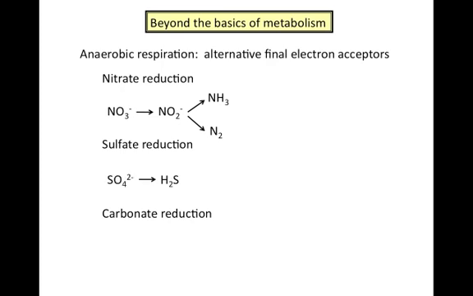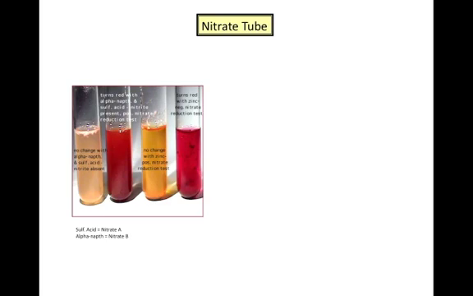Sulfate, SO4 2-, gets reduced to hydrogen sulfide gas, H2S. SIM tubes test for the ability of organisms to use the sulfate as a final electron acceptor. Carbonate, CO3 2-, gets reduced to methane, CH4. Nitrate tubes are used to determine whether an organism is capable of reducing nitrates during anaerobic respiration.